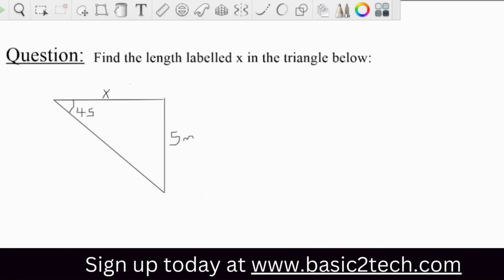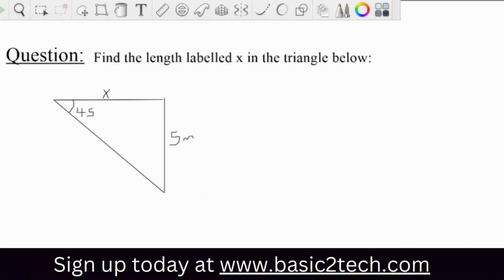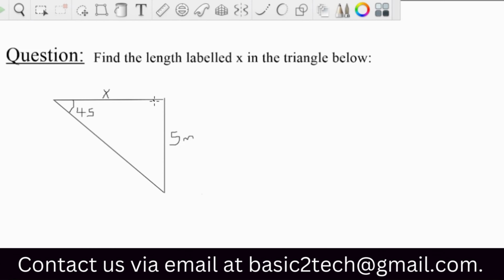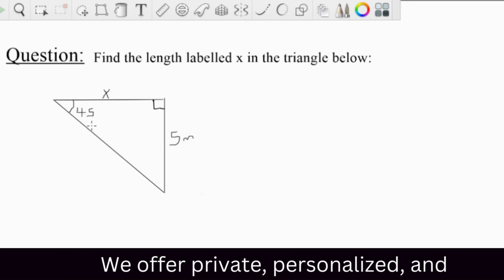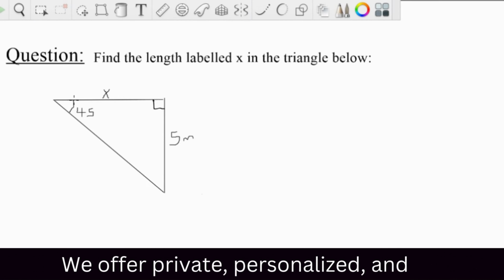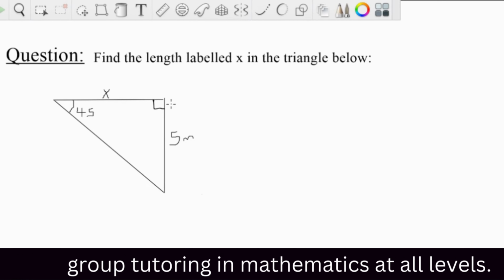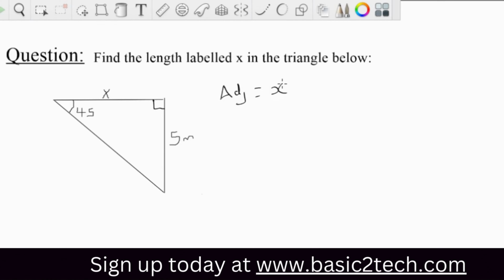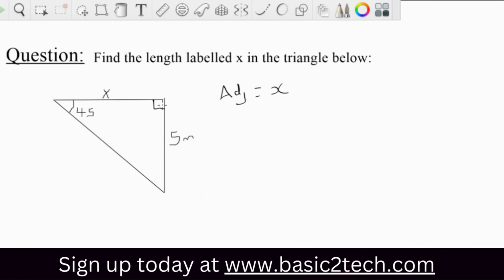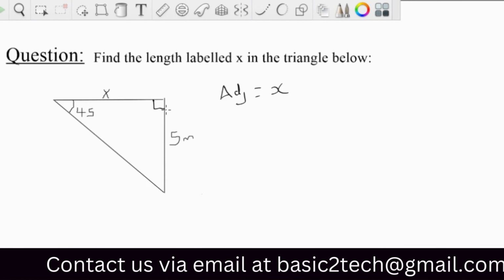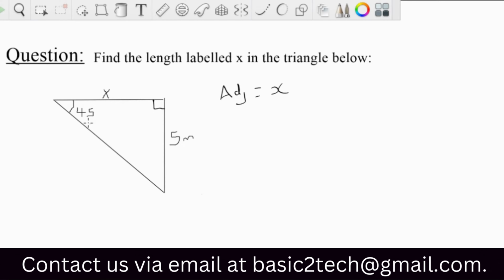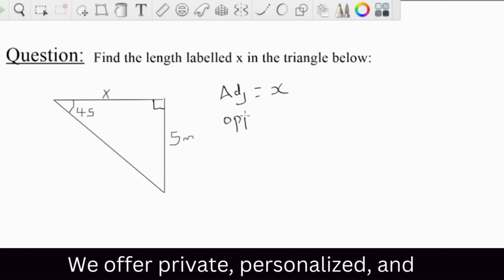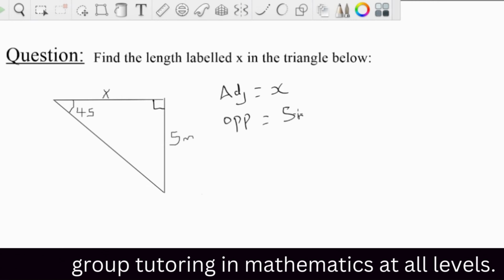Here's our first question. It says find the length labeled x in the triangle below. Now, this is a right angle triangle, as you can see right here. So this side where the two angles lie is the adjacent. So my adjacent is my unknown, is x. This side, which is the perpendicular side opposite the angle, is called the opposite. So my opposite is given to me as 5 meters.